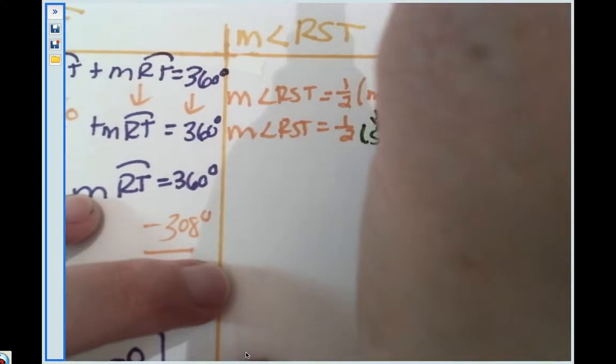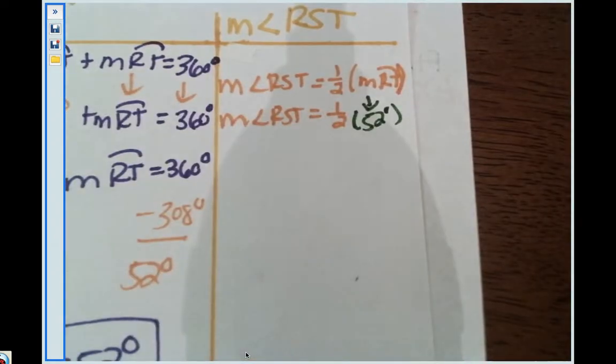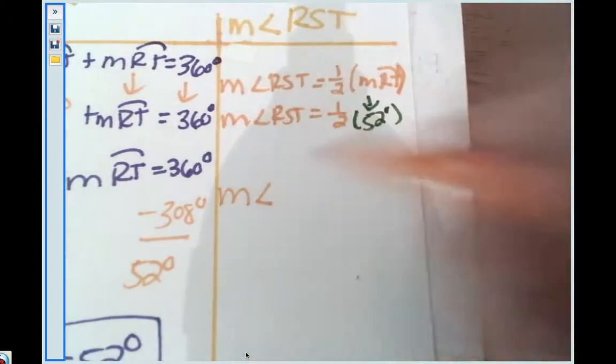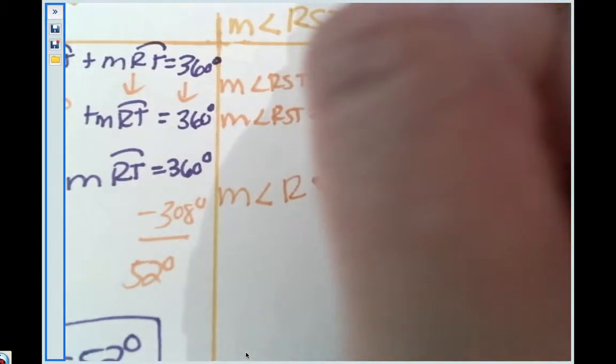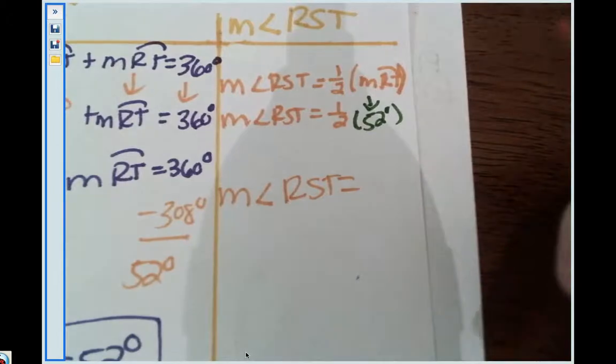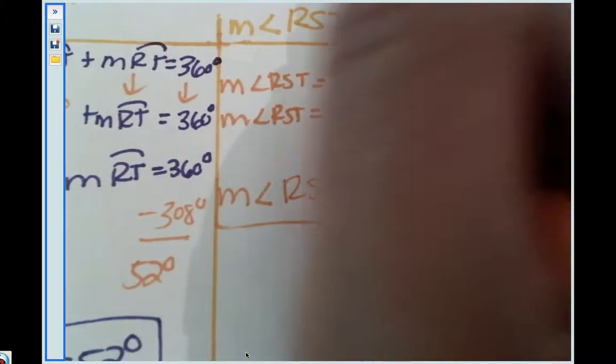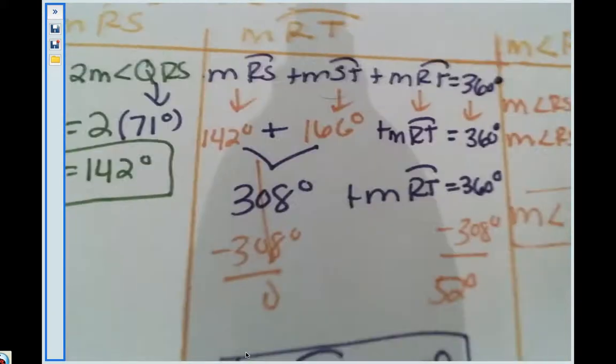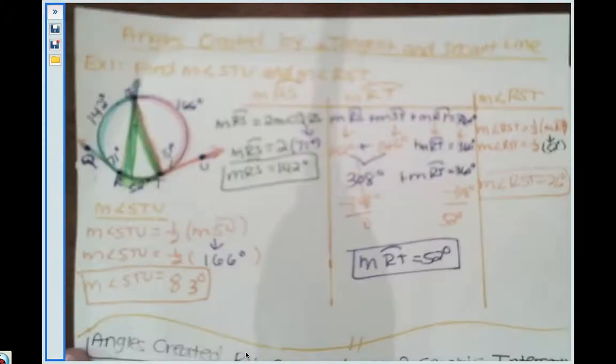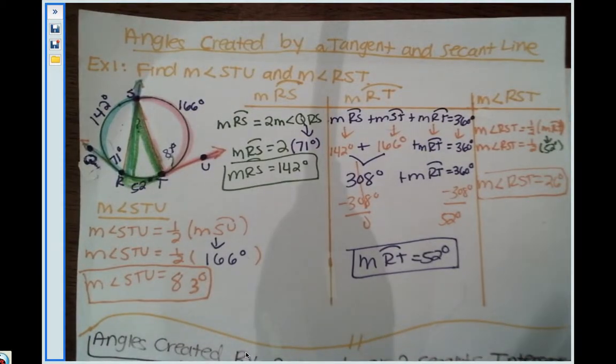So 52 degrees, and half of 52 degrees gives me 26. So the measure of angle RST equals 26 degrees. And guess what, you guys? This problem is officially done. Look at that. That was pretty epic. Way to start off this section with this hugely epic problem.